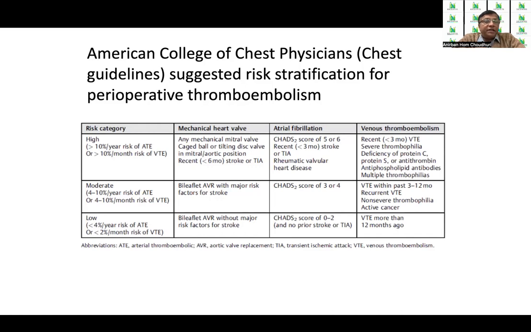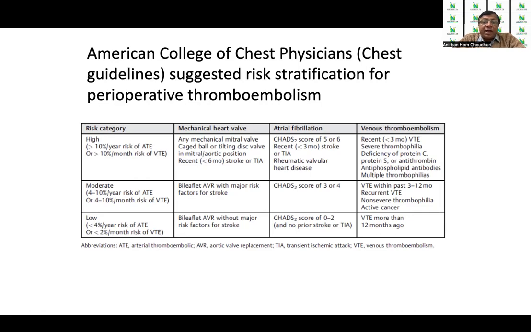High, if there is more than 10% per year risk of arterial thromboembolism, or more than 10% per month risk of venous thromboembolism. Now, what are the patients who fall under the high risk category? One, with a mechanical heart valve: if there is any mechanical mitral valve, if there is a caged ball or a tilting disc valve in the mitral or aortic position, and if there is recent stroke or TIA. By recent, we mean within the past 6 months.